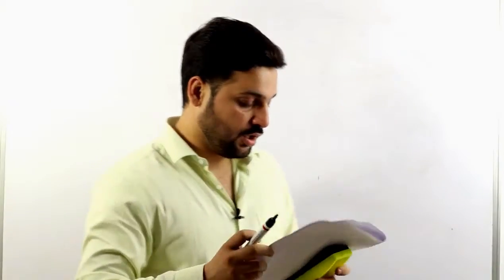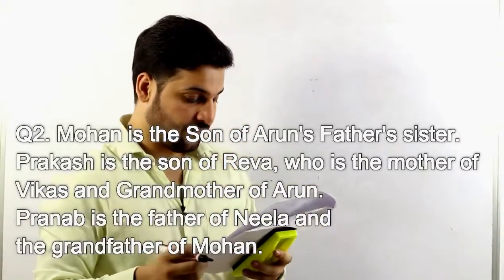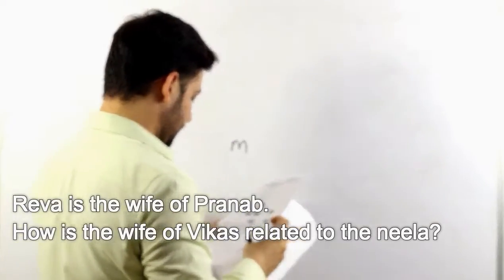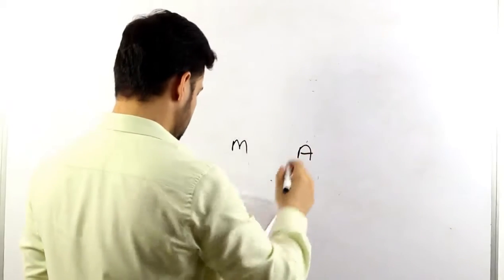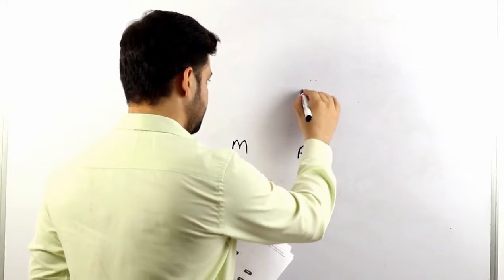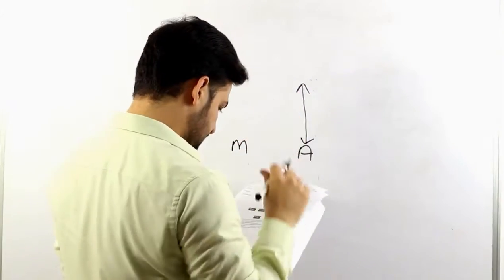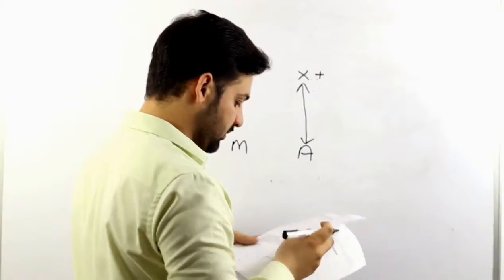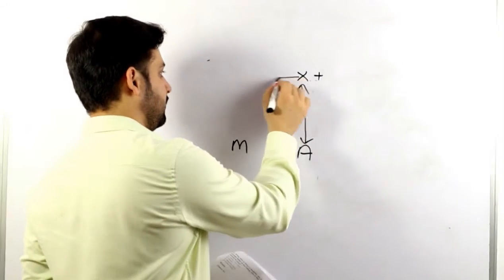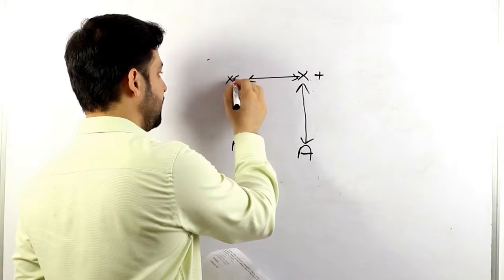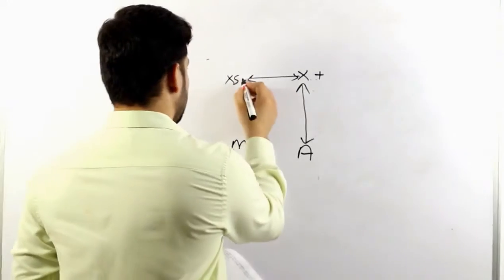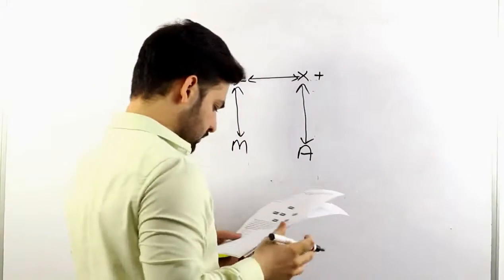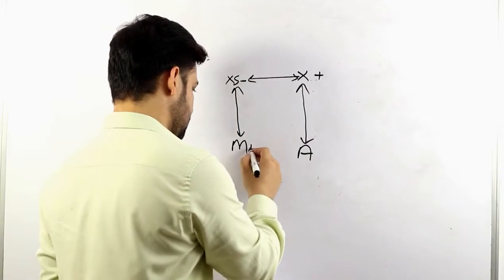Let's do the second question. Mohan is the son of Arun's father's sister. Here is Mr. Mohan, and he is a son of Arun's father's sister. Arun's father's name is not given. We'll assume that Arun's father is X. Give it a plus, he's a father. Arun's father's sister, let's give her a name, XS. Father's sister, give it a minus symbol. And Mohan is a son, so it's a plus.